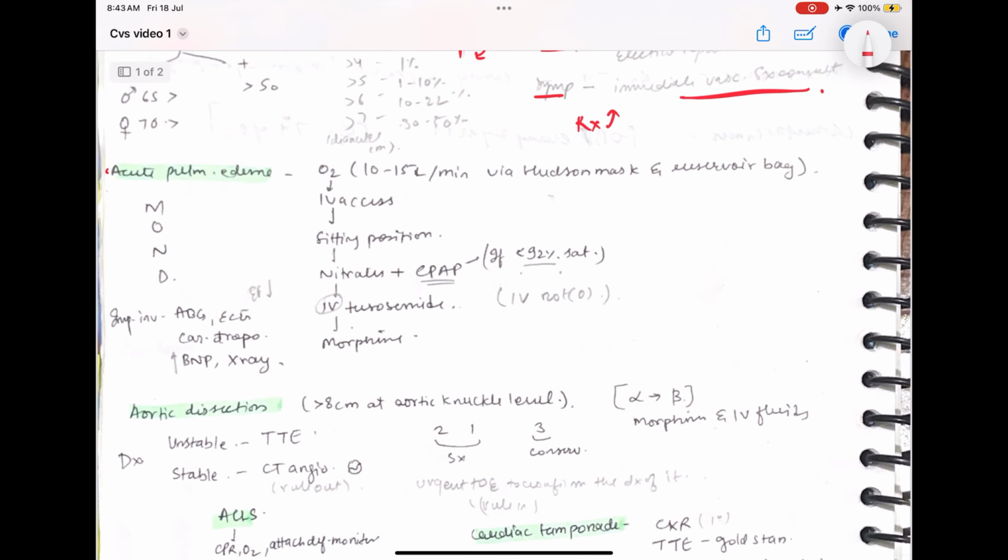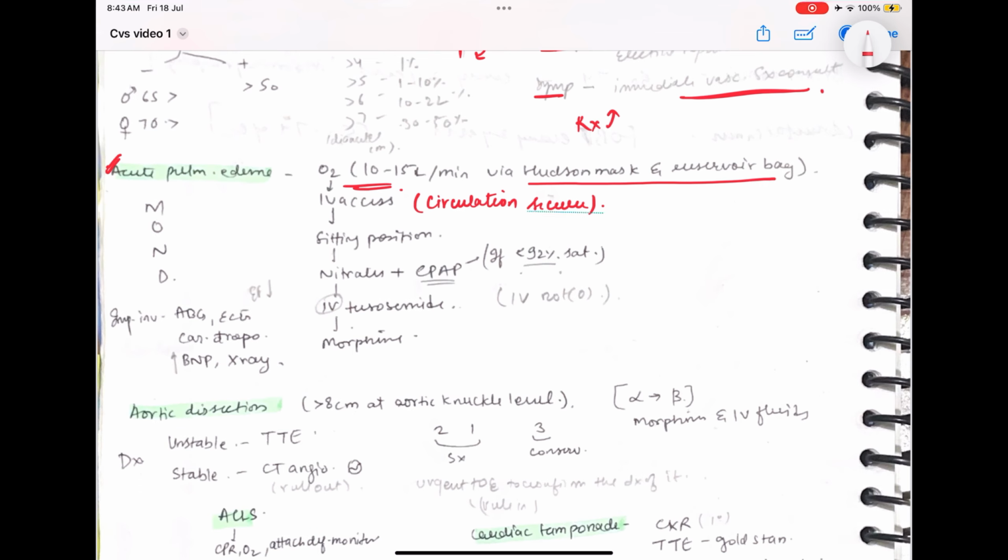The next topic is acute pulmonary edema. It is a very important topic, and the whole pathophysiology you must be knowing. You have seen multiple videos, you have studied it in your college also. I'll only focus on the main things. So we'll have to start with oxygen, that is 10 to 15 liters per minute via Hudson mask or reservoir bag. And then we'll have to correct circulation.